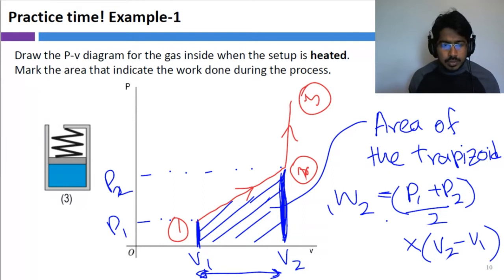So some of you might think this is too simple, like we know how to calculate the area of a trapezoid. I know that, but these simple things sometimes, in the exam pressure or something, students tend to make mistakes, right? So don't do that. So think of this as a trapezoid, and you know how to find the area of a trapezoid, and then calculate the work done during the process using that. Okay.